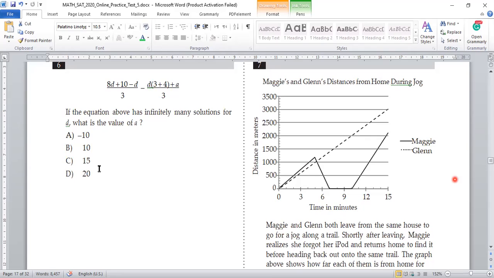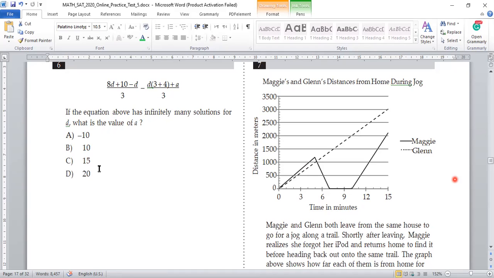If the equation above has infinitely many solutions for D, what is the value for A? So you can put any value of D of your own choice. All right, I'm gonna go with 10. Okay, B. Put down B again for 6.